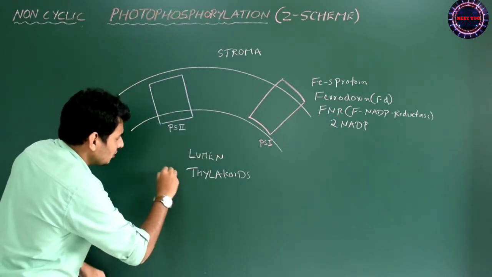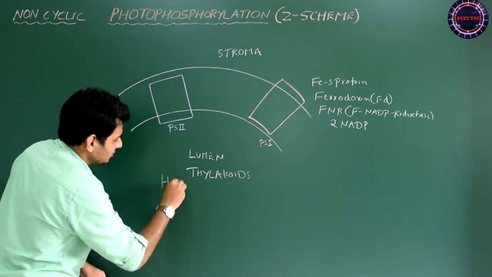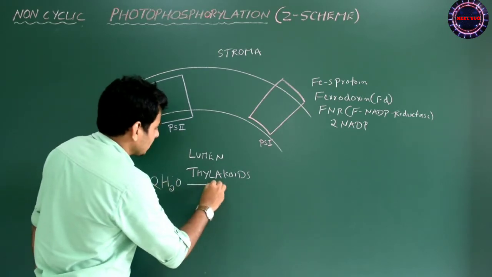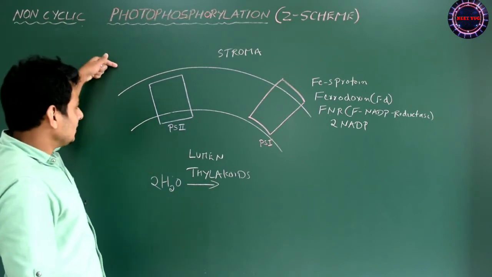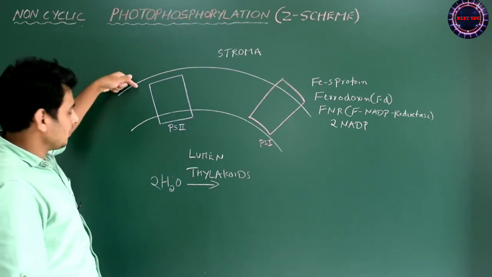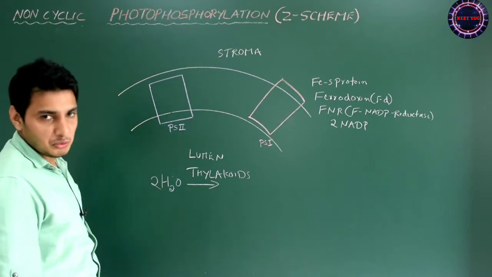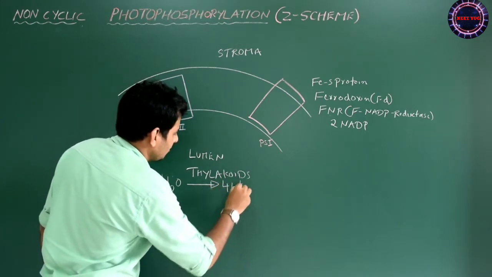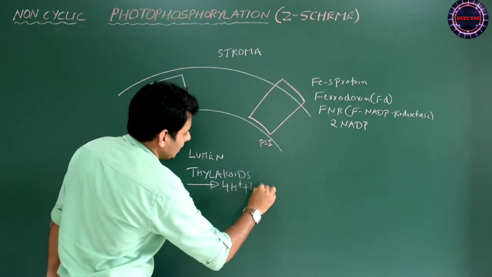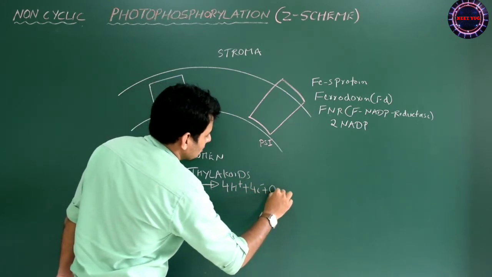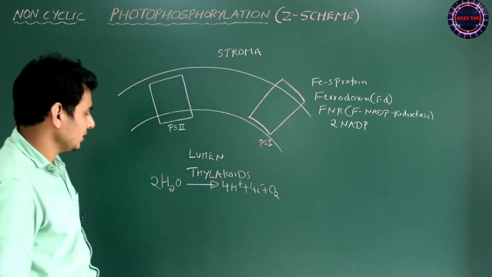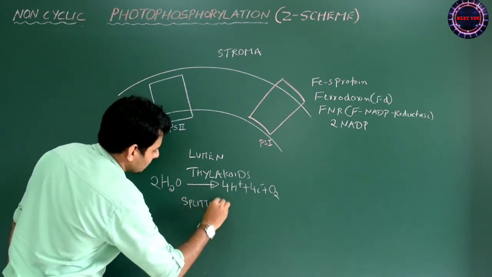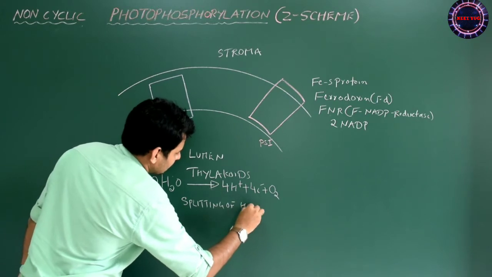What is there in the lumen? Inside the lumen we have water. Let me write 2H2O. When the sunlight falls on the thylakoid membrane, and obviously it will also reach the lumen, water molecules split, that is 4 protons, 4 electrons and 1 oxygen molecule will be liberated. This mechanism is called splitting of water.